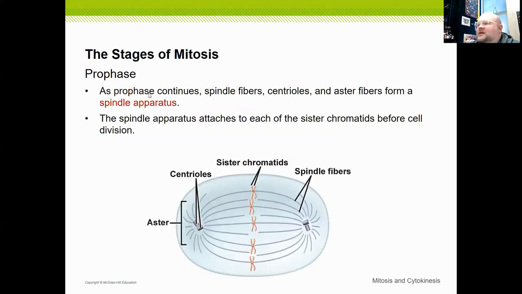As prophase continues, the spindle fibers, centrioles, and aster fibers form what's called a spindle apparatus. The spindle apparatus attaches to each of the sister chromatids before cell division. So again, you have your chromatids attached by a centromere, making a chromosome, with the spindle fibers attached to them, getting ready to pull them apart, basically.